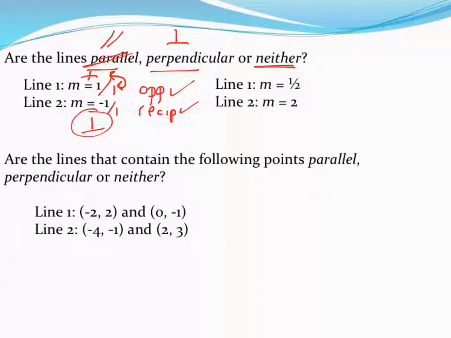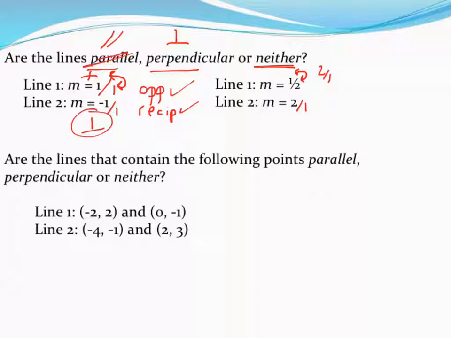Compare that over to the second example where they try to trick you. I can see right away the lines are not parallel. One's a half and one's 2 or 2 over 1, so they're not the same number. They're not going to be parallel, but then I want to check if they're perpendicular, and I can see they're reciprocals. If I flip 2 over 1 or 1 over 2 around, I get my other fraction.